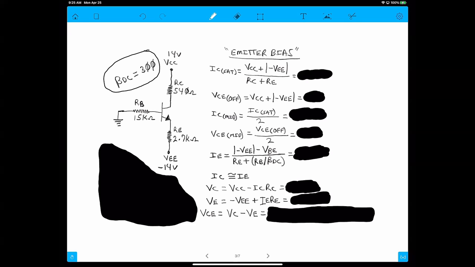Tess, everything looks good, except for VE and VCE. I'm not sure what happened to VE and VCE. Double check those two again, because everything else is great. So maybe you just went in the calculator wrong or something.